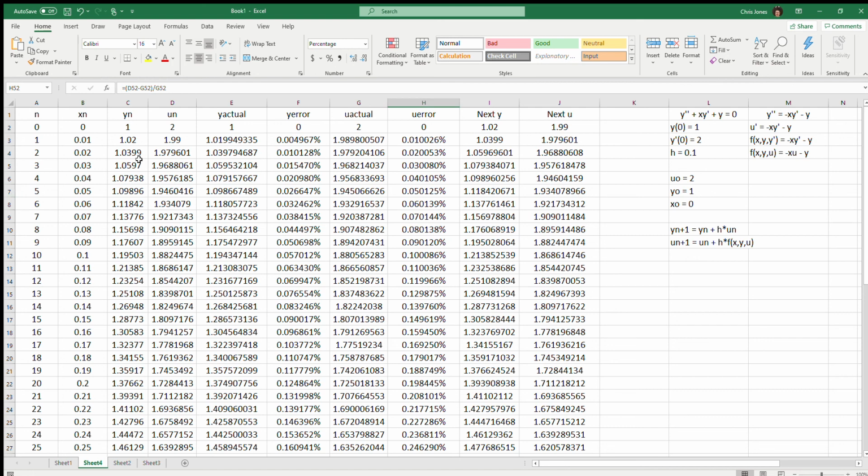Hopefully when you go through and do this, this is helpful for you to be able to see how to go through and program using Excel.